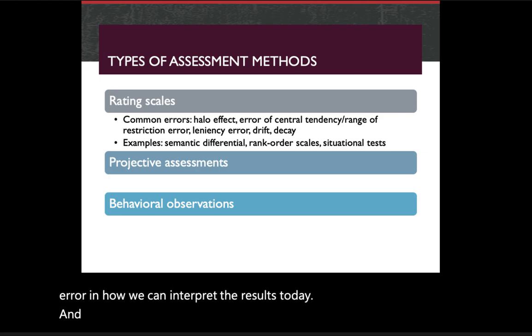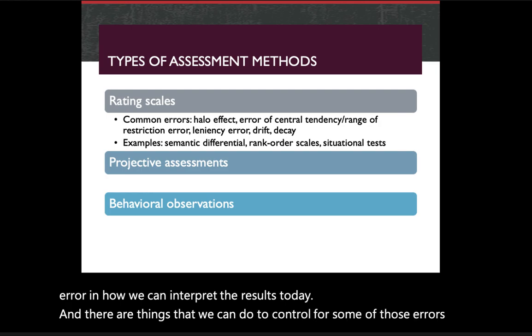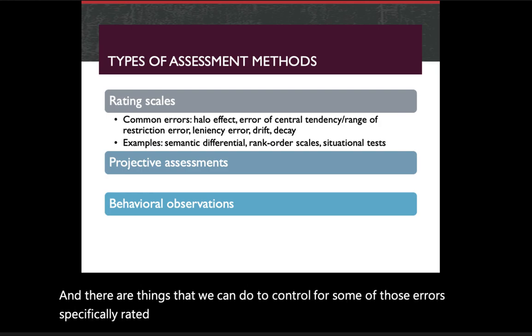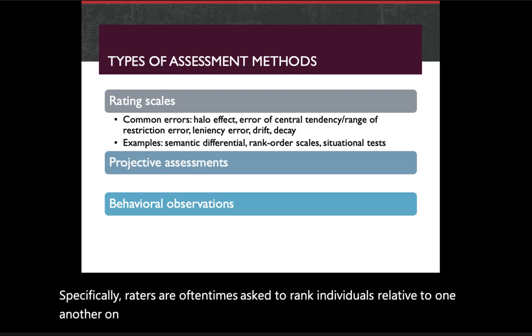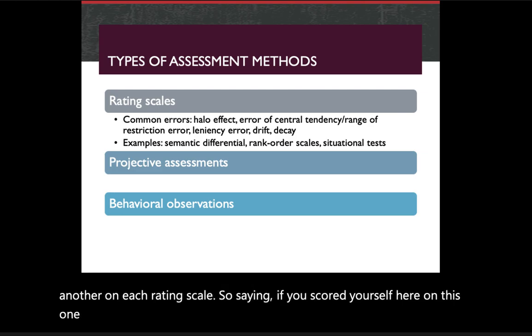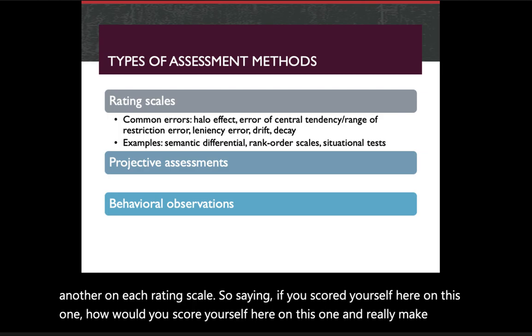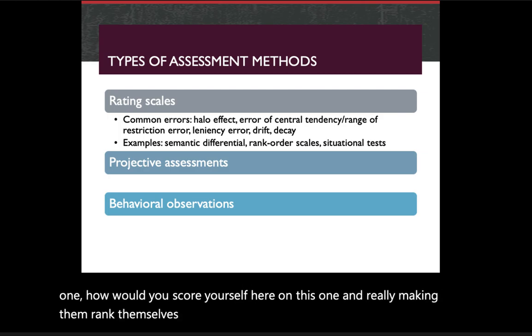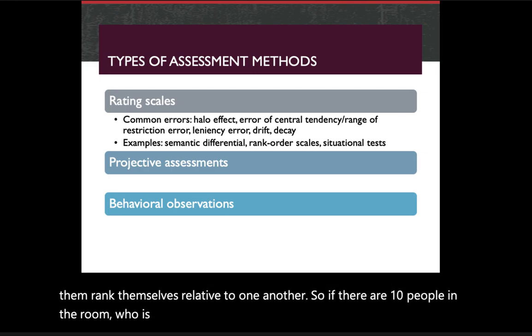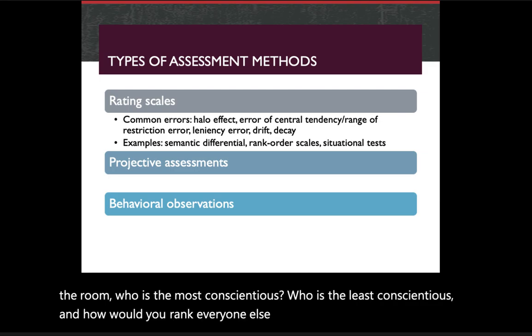And there are things that we can do to control for some of those errors. Specifically, raters are oftentimes asked to rank individuals relative to one another on each rating scale. So, saying if you scored yourself here on this one, how would you score yourself here on this one? And really making them rank themselves relative to one another. So, if there are 10 people in the room, who is the most conscientious, who is the least conscientious, and how would you rank everyone else in between?